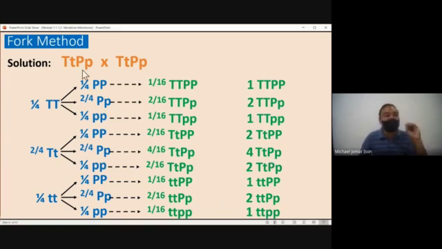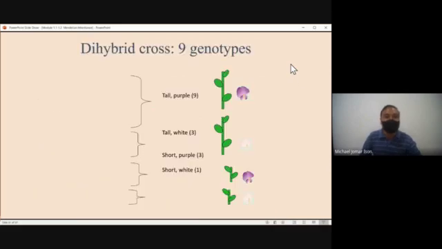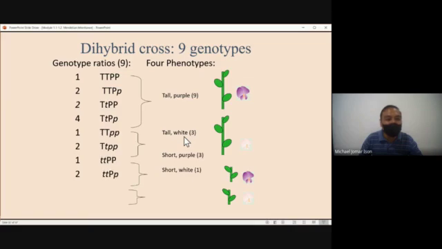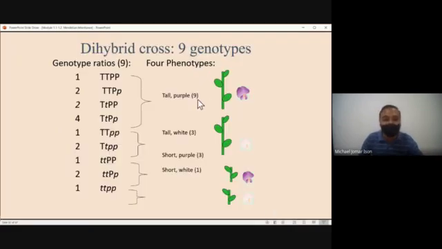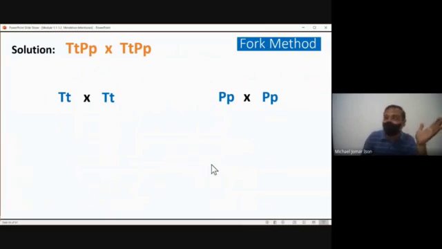Hetero for both gene pairs, crossed with a parent who is hetero for both gene pairs as well. Okay, so now you have here the genotypic ratio, as already mentioned a while ago, and you also already know what we call the phenotypes, the 9 is to 3 is to 3 is to 1 ratio. You can actually get the phenotypic ratio in a shorter way by making use of the fork method.